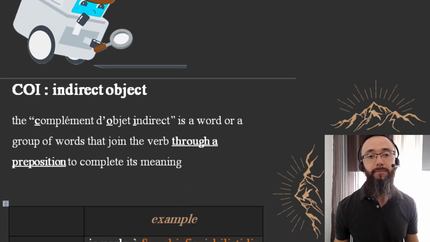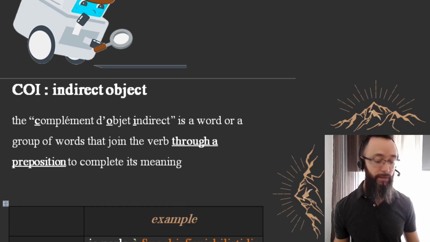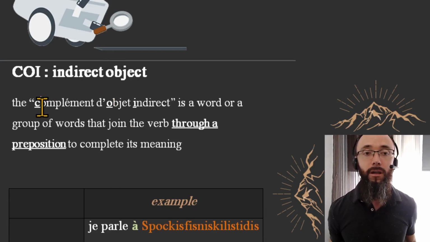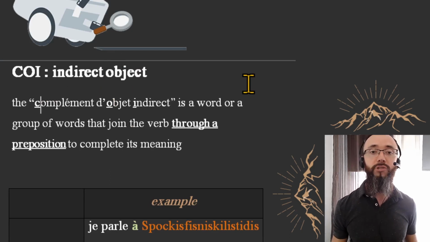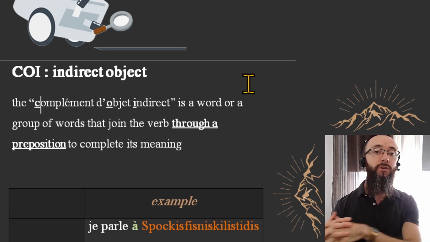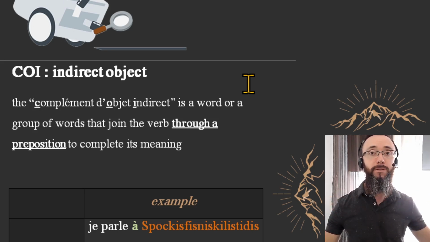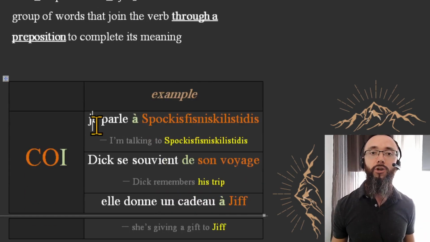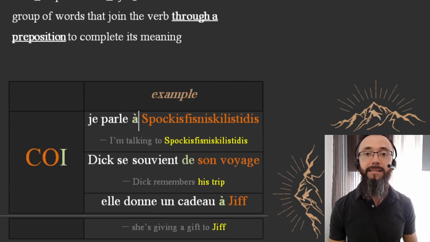And it brings us to the second part of the video, and I told you it's going to go really fast. Second part of the video, the indirect object, which stands for COI, complément d'objet indirect, and it is a word or a group of words that join the verb through a preposition to complete its meaning. And see, this is new here. We don't have that with a COD. It's different. Through a preposition. Je parle à Spokis. All right?